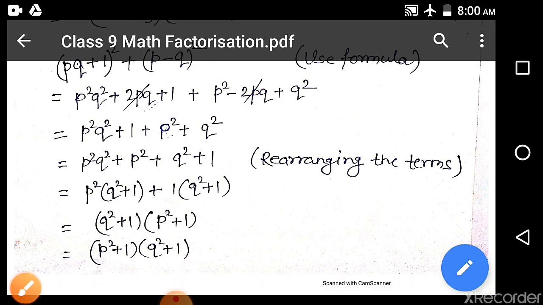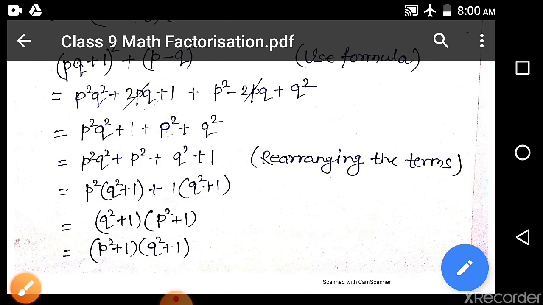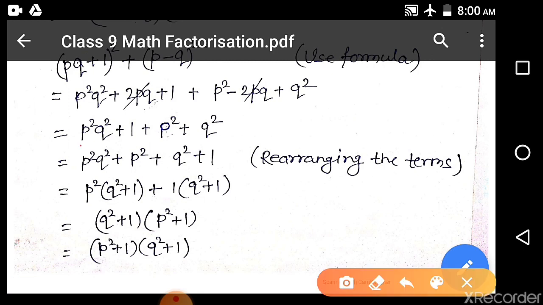Now what is left? This one is left. Is any rearrangement required? Yes, of course. So we rearrange those terms: p square q square remains as the first term, and this p square is shifted here. From the first two terms we can take p square as a common factor, and what is left? Q square plus 1. Here we have q square plus 1, so 1 can be taken out common. So 1 is taken out common, and this one remains as q square plus 1.